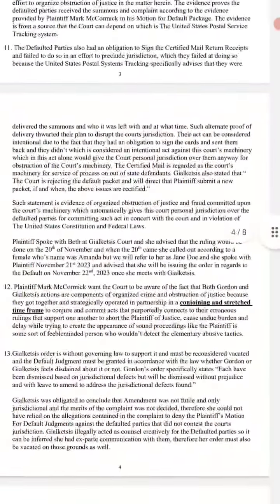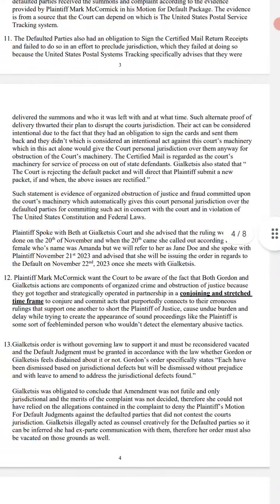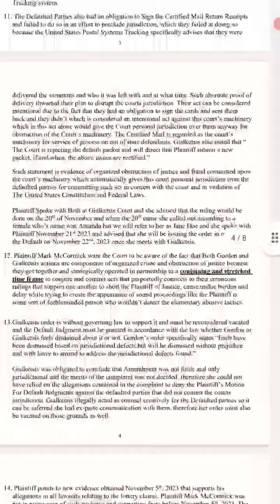All right, so if Gialketsis would have tried to rely on the certified mail by Florida not being signed and the certified mail card for California not being received by plaintiff due to the crime syndicate holding it back, the preponderance of the evidence standard could have concluded that ex parte communication between the defaulted parties and the court took place in an effort to organize obstruction of justice in the matter herein.